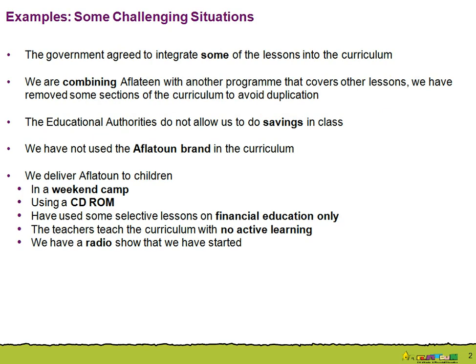Some examples of challenging situations, and by challenging we mean situations that are not what we initially thought of when we thought of an Aflatoon program. These are maybe innovations, or collaborations, or a combination of our program with another program. One example is that a government might agree to integrate some of the lessons into the curriculum, but not all of the lessons, and perhaps for good reasons. They might argue that they already have certain rights-based lessons in the curriculum and don't need to duplicate them. Or they might argue that they already have certain entrepreneurship classes and lessons in the curriculum and do not need to reproduce them. So this is one challenge.